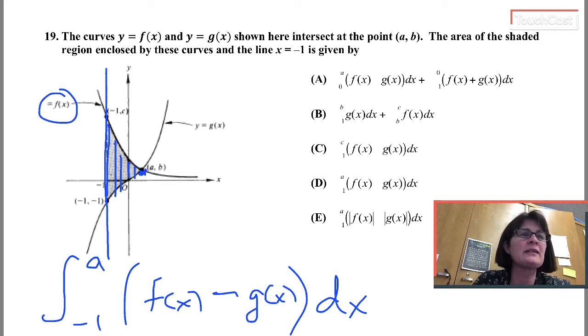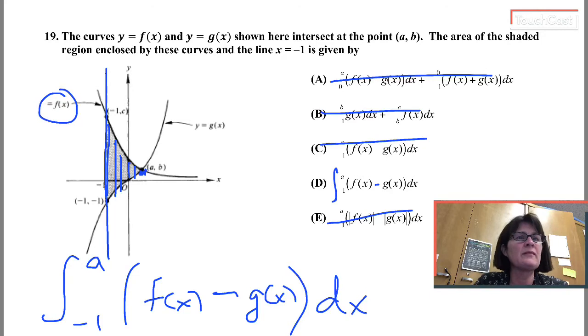even without the integral symbols, I can tell these are all wrong. So that must be a subtraction sign with an integral here. Your answer is D.